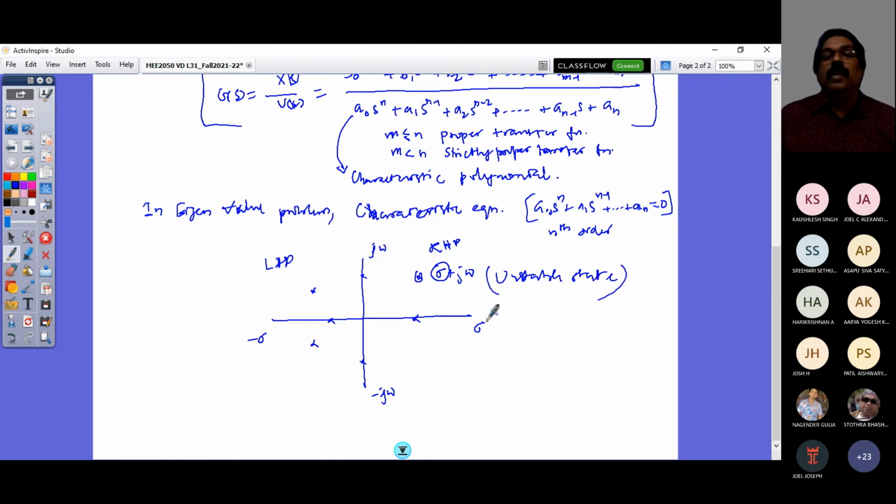Unstable state. Whereas the negative real part, this side anything lies, that's going to be a stable state.